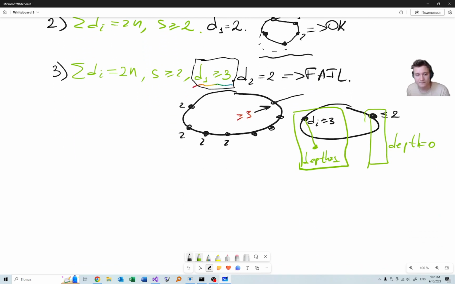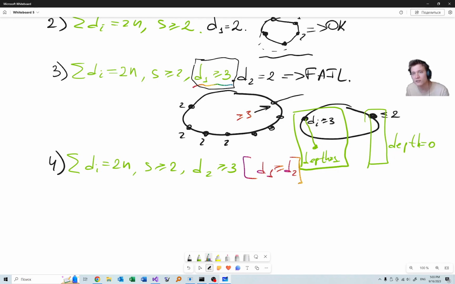Let's go on. Now, again with green color, I write everything that we already know. Sum of di is 2n, s is at least 2, and now I can write that d2 is at least 3. I don't need to write that d1 is at least 3 because, as we know, d1 is at least d2 by definition. That's why I don't need to write it explicitly, but I still wrote it. What then?